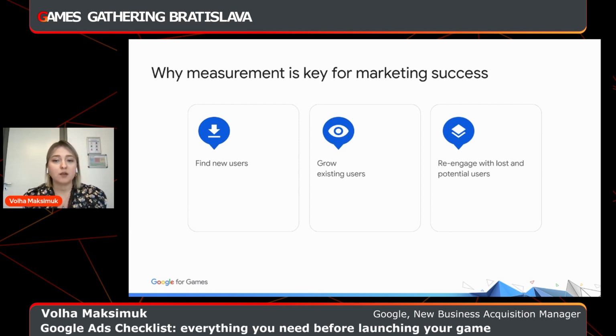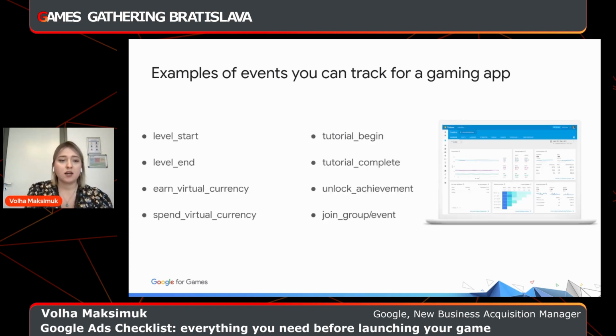It will generally help you answer questions like how many people are playing my games, how engaged they are, are they retaining, where is the revenue coming from, which attribution model fits best. Some of the events that you can track in gaming apps are, for example, starting or ending a level, earning and spending currency, beginning a tutorial and completing it, unlocking an achievement, joining a group, or joining an event.